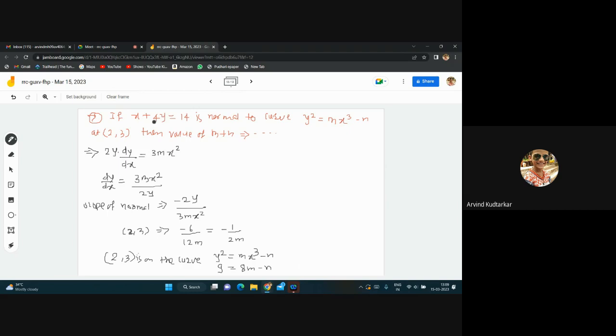Now x plus 4y is equal to 14 is normal to the curve. This is the normal. So for this normal, to find its slope, how do we find it? x plus 4y is equal to 14. What is the slope? So 4y is equal to minus x plus 14.